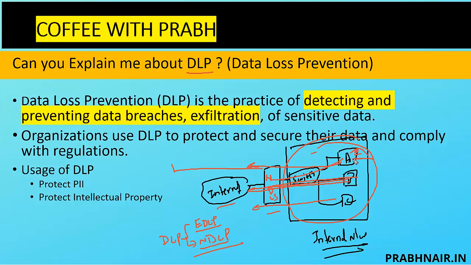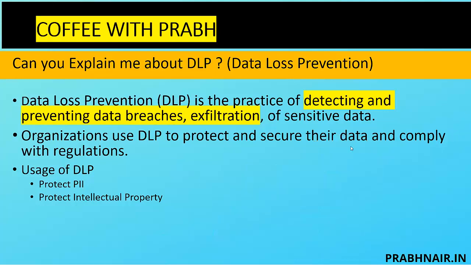When you're connecting a pen drive and copying the data, that is data in use, and they are providing security there as well. So by the end of the day, the ultimate goal of DLP is to protect your data, intellectual property and other things, and ensure data does not leave in an unauthorized manner. When I say the word exfiltration, it means data leaving the internal network in an unauthorized manner, and DLP prevents it. So organizations use DLP to protect and secure data and comply with regulations.